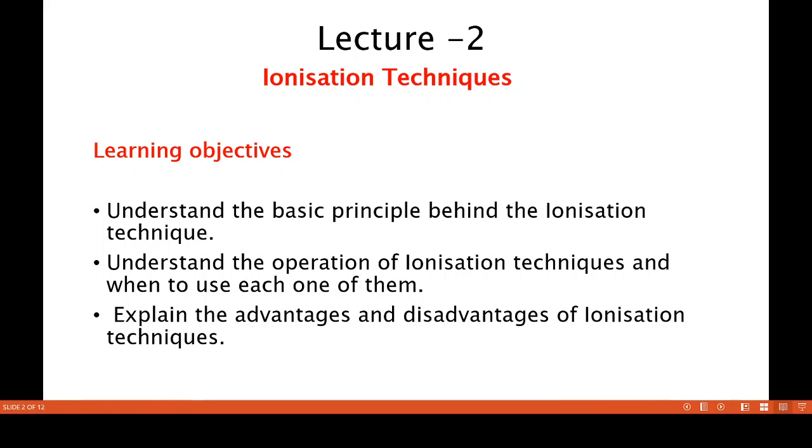After completion of this lecture, we must understand the following learning objectives. First, understand the basic principles behind the ionization technique. Second, we understand construction and working of these ionization techniques and when to use each one of them. We also understand the advantages and disadvantages of ionization technique. So these are the learning objectives.